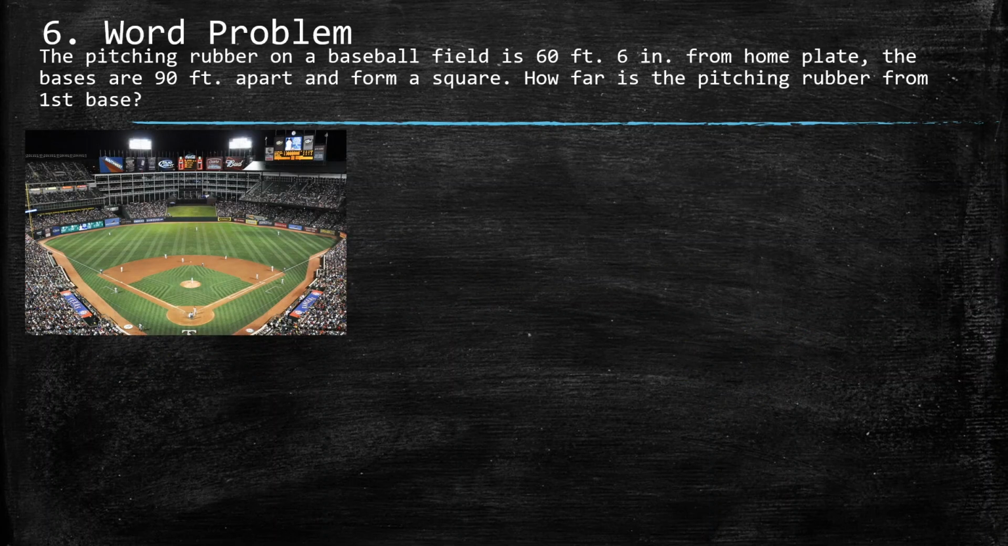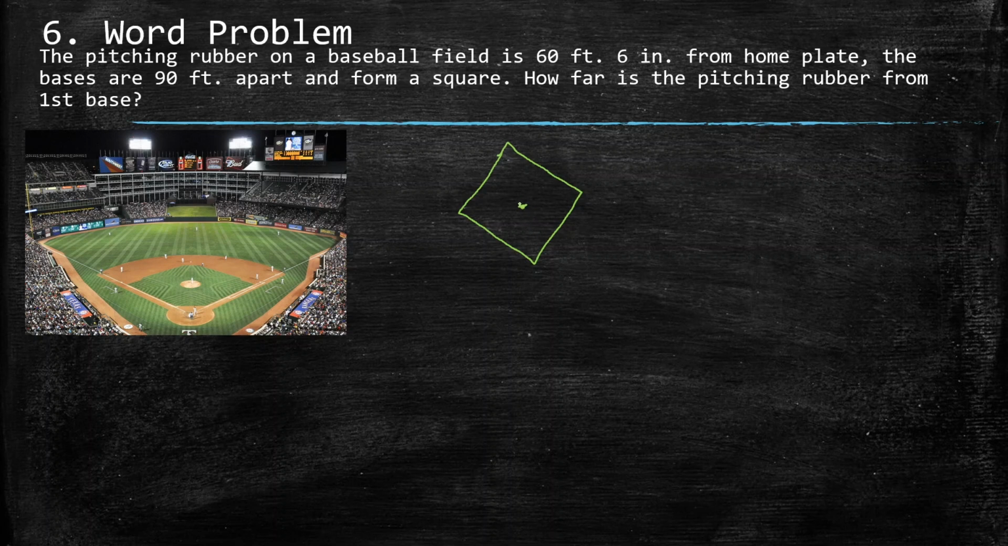Okay, so I have a baseball diamond, and the pitcher's mound on the baseball field is 60 feet 6 inches from home plate. So let's call that 60.5 feet. And the bases are 90 feet apart, and they form a perfect square. So what is the distance from the pitching rubber to first base? And you got to remember that the pitching rubber is not in the exact middle, okay? So it's somewhere over here.